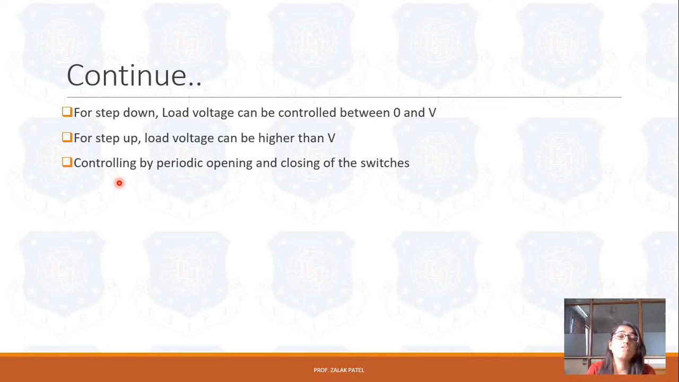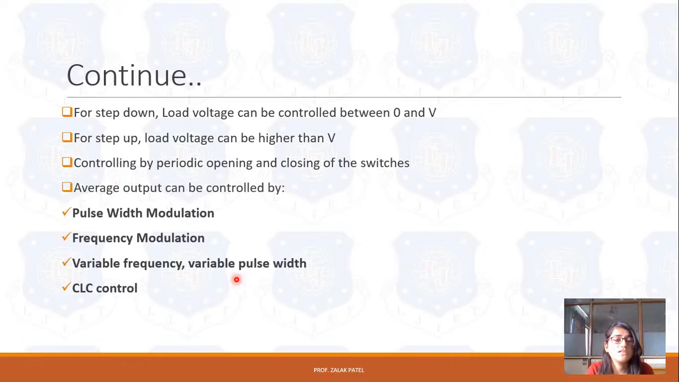Controlling of this type of chopper is by periodic opening and closing of the switch, meaning we can control the operation of the chopper by repeatedly opening and closing the switch, meaning repeatedly on and off. On and off is nothing but the switching of the chopper. Now what will be the average output? The average output can be controlled by different parameters, that are pulse width modulation, frequency modulation, variable frequency and variable pulse width, and current limit control. We will discuss these one by one.